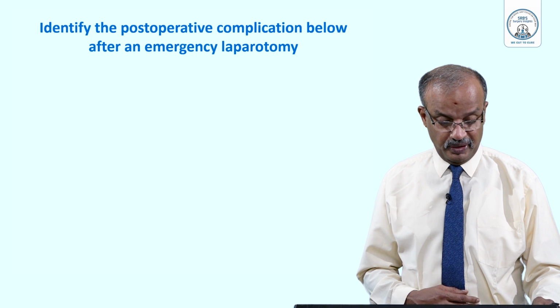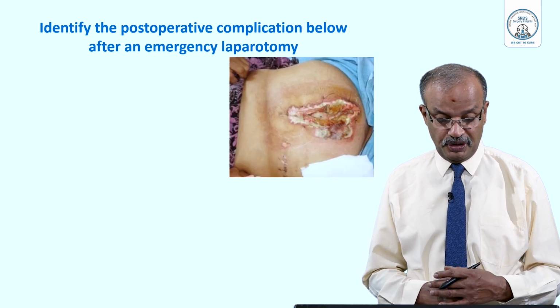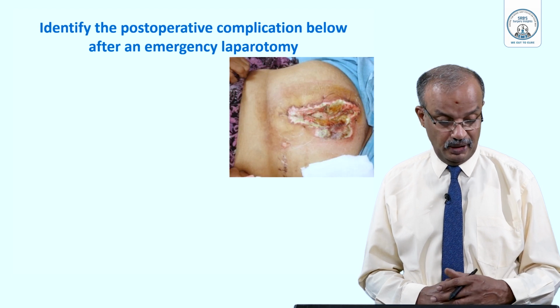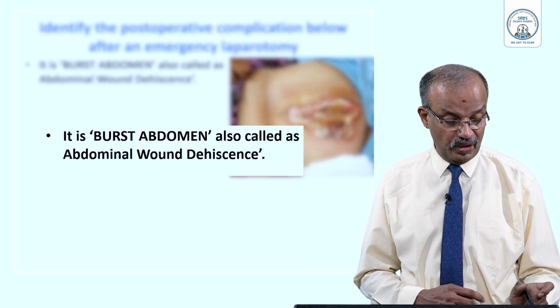Hello students, today we will discuss one common postoperative complication after laparotomy, especially after emergency surgery, surgery for malignancy, major surgery, or long-duration surgeries. So what is this exactly? Identify the postoperative complication below after an emergency laparotomy. It is burst abdomen, also called abdominal wound dehiscence.